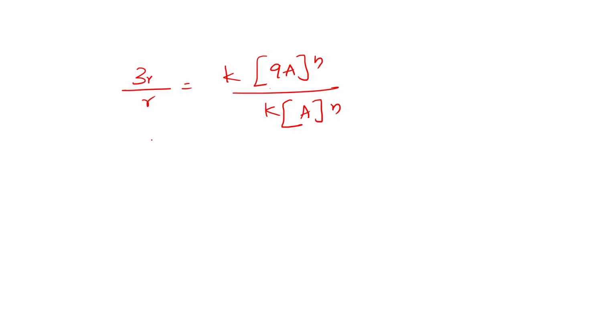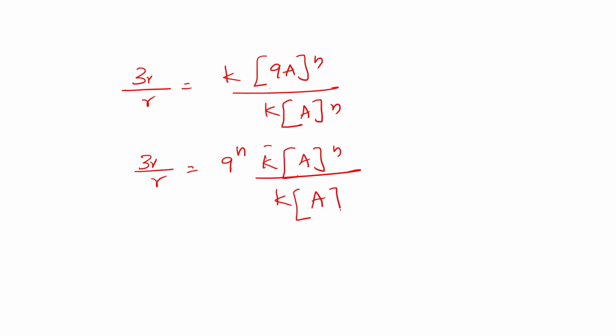How does it look? So r and r get cancelled, isn't it? This r and this r get cancelled. So I'm rewriting the equation once again. 3r by r is equal to 9 raised to the power of n k. All the common terms I'm writing on one side.